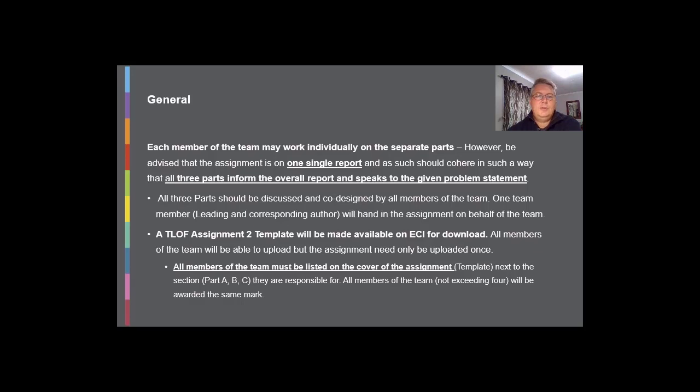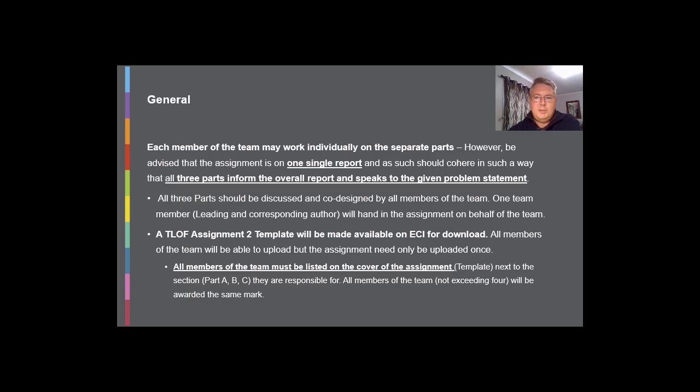All right, just 1 or 2 items in general before we look at each of those parts, Part A, B, and C. In general, each member of the team may work individually on the separate parts. However, you must be advised that the assignment is one single report. So between the 3 or 4 of you, you will generate one report, and it should go in such a way that all 3 parts inform the overall report and speak to the given problem statement.